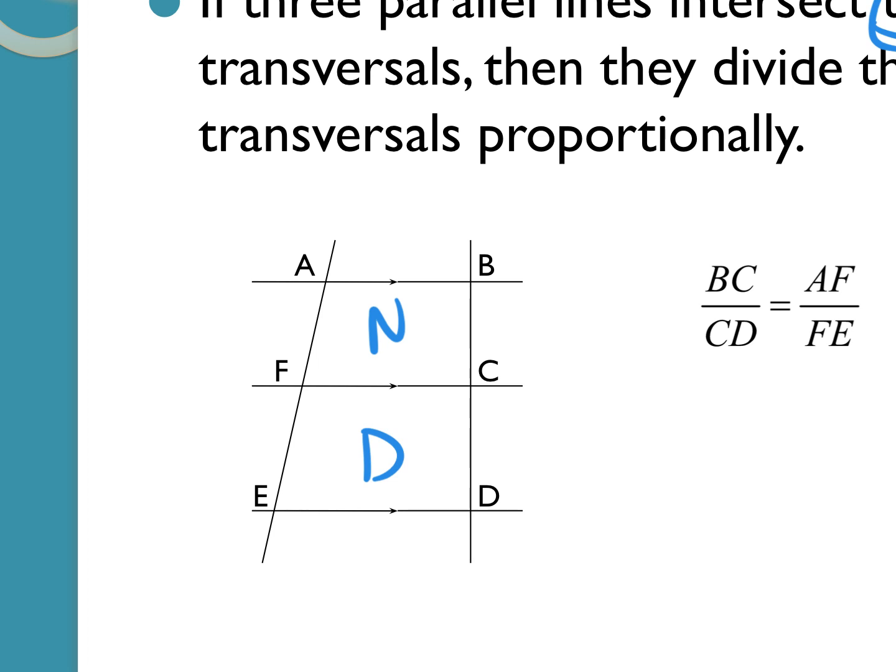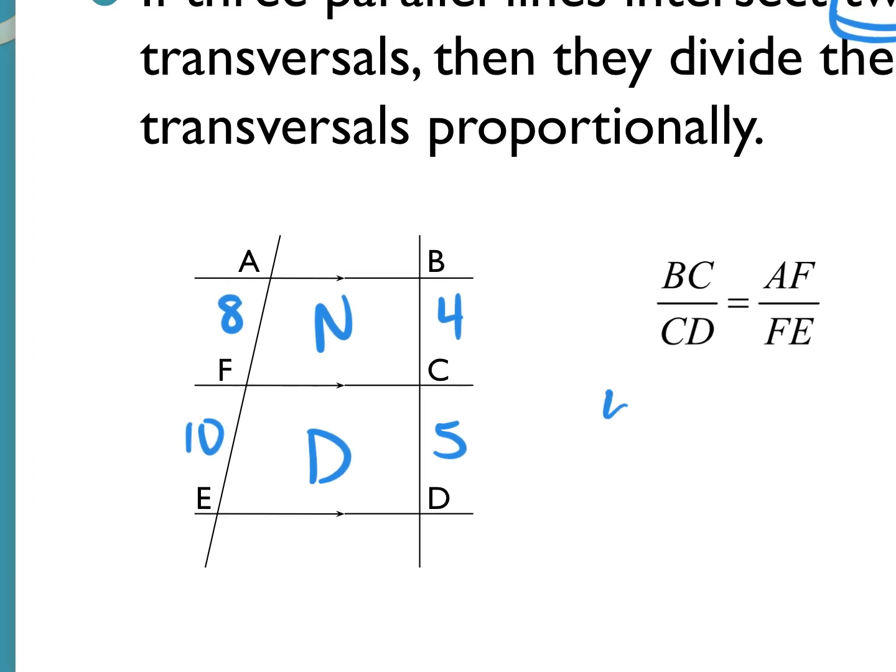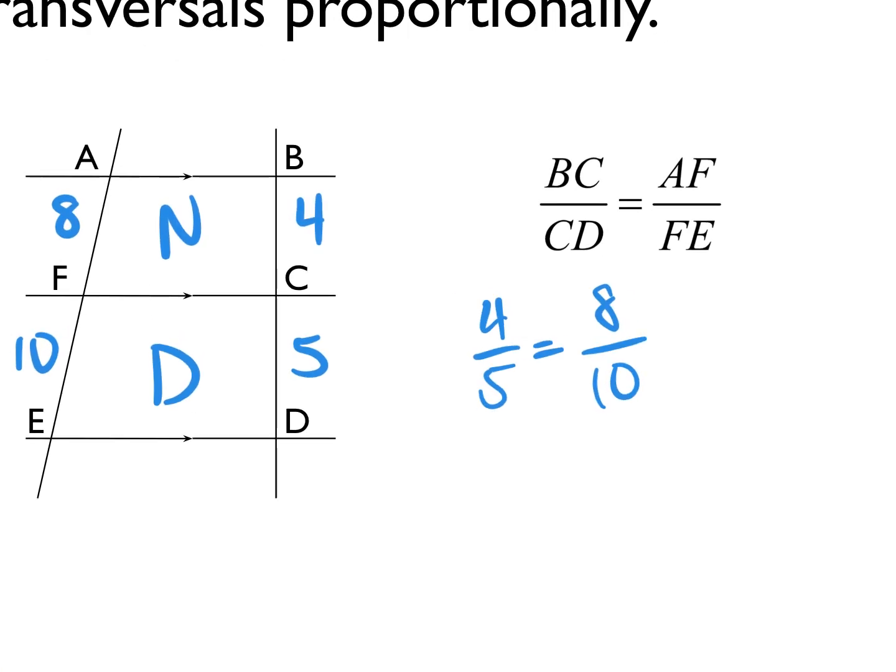Let's fill in some values. Let's say BC was 4 and CD was 5. And let's say AF was 8 and FE was 10. So watch, the ratio that holds is BC over CD, in other words, 4 over 5, is going to be proportional to AF over FE. So it's going to be proportional to 8 over 10. That piece between the top 2 parallel sides is proportional to the piece on the bottom of the parallel sides. Okay? And then we simplify this and we divide by 2, you get 4 over 5.